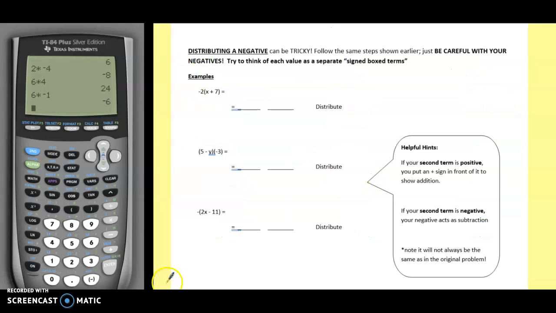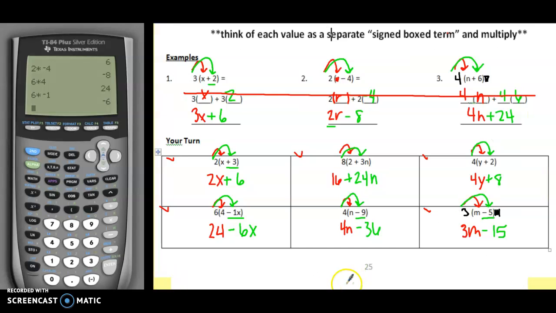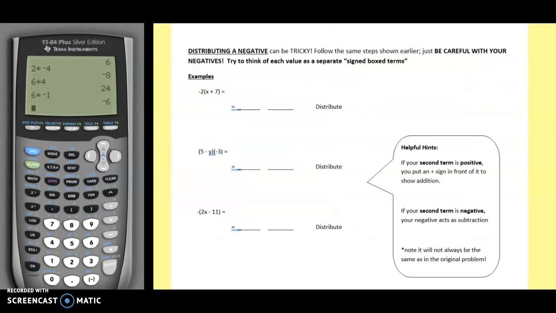All right, so all of those problems, whether you noticed it or not, let me go back here for a quick minute. All of those terms, you were distributing a positive. So all examples above, positive numbers. All examples down below, again, the number outside of our parenthesis was a positive value. So let's take a minute and discuss distributing a negative. This can be tricky sometimes if you are not a person of detail, but you're going to follow the same steps shown earlier. So just be careful. Try to really think of each value as a separate signed term.